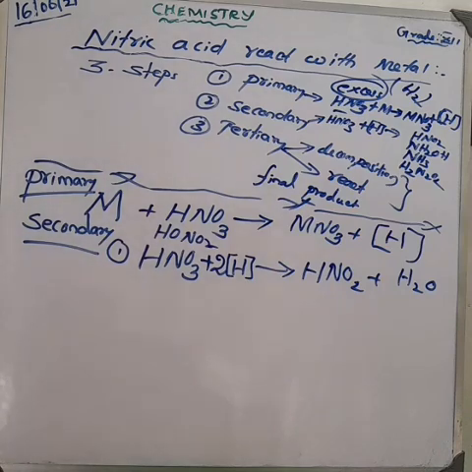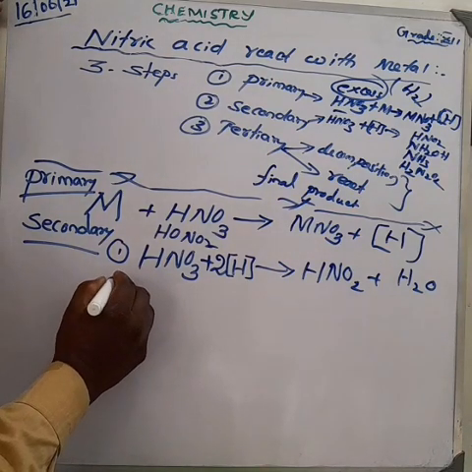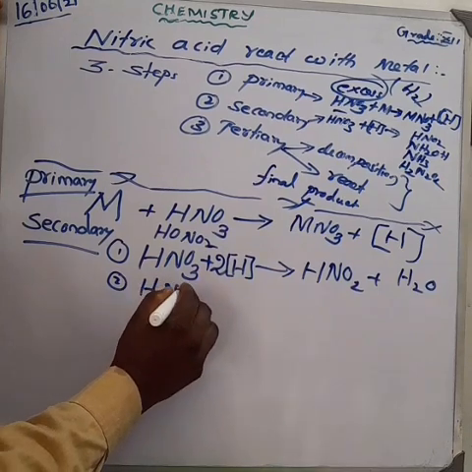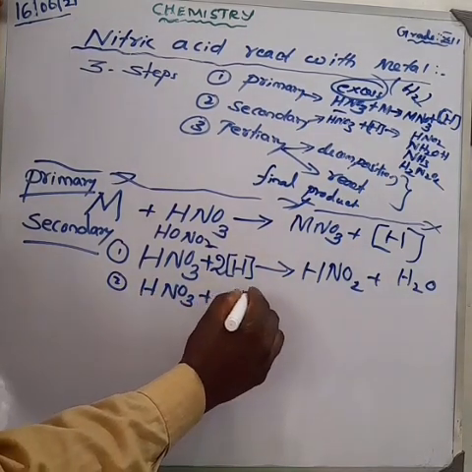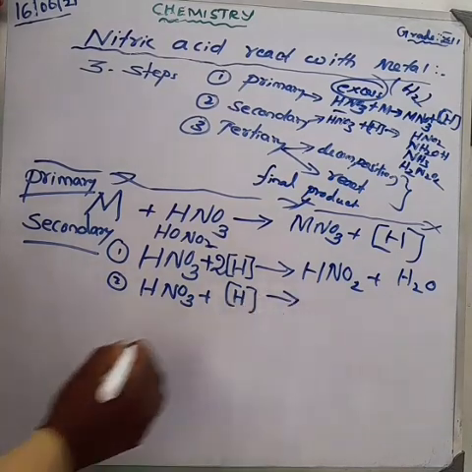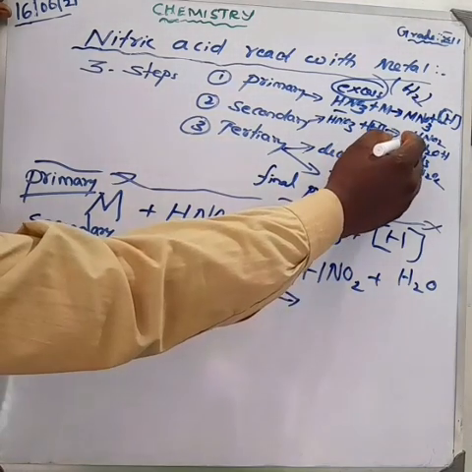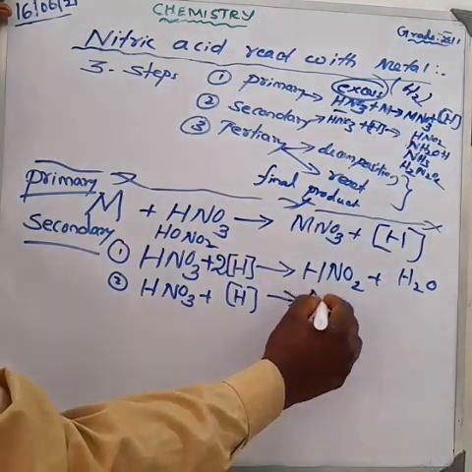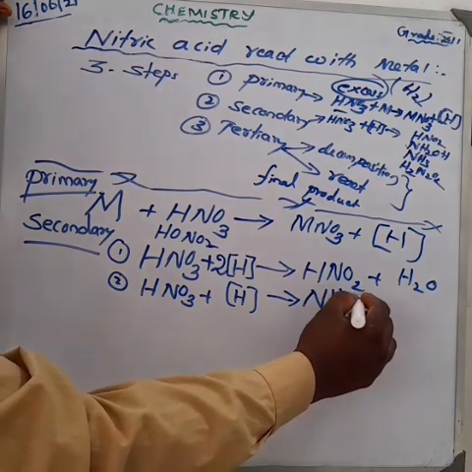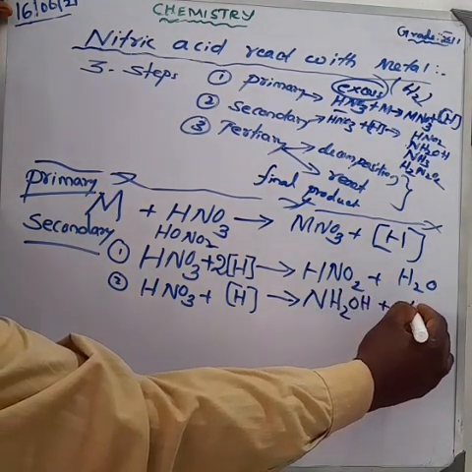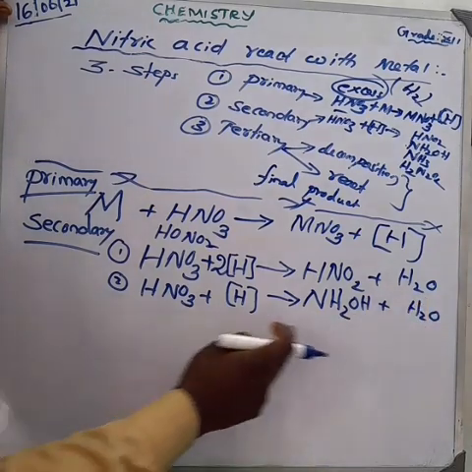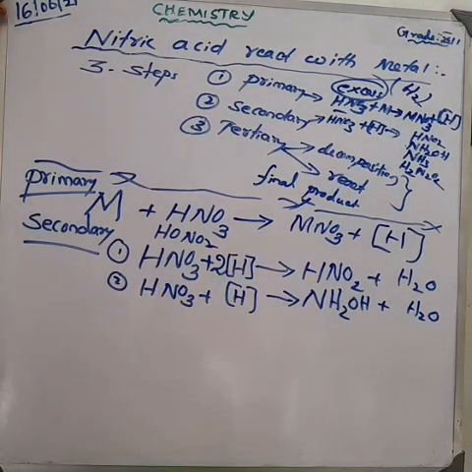Okay. Second step. Nitric acid, HNO3, reacts with nascent hydrogen, enclosed in a square bracket, we can do like that. Gives, what is the product here? Hydroxylamine. What is the formula? NH2OH plus hydrogen combines with oxygen to form water molecules. Okay. How can you balance the equation?